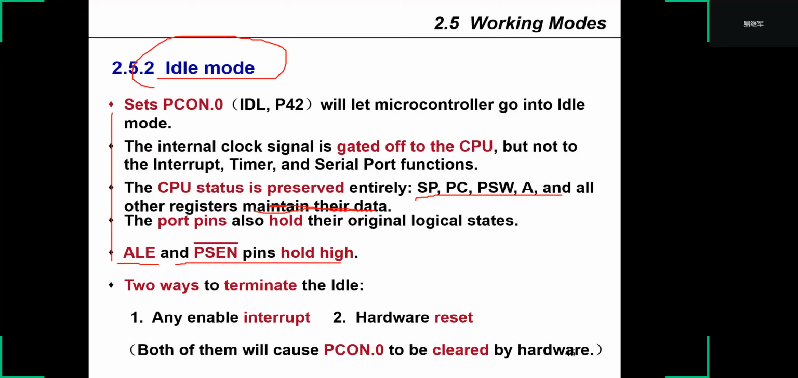There are 2 ways to terminate the idle mode: enabled interrupt or hardware reset. Both of them will cause PCON bit 0 to be cleared by hardware, and the microcontroller jumps out from the idle mode.